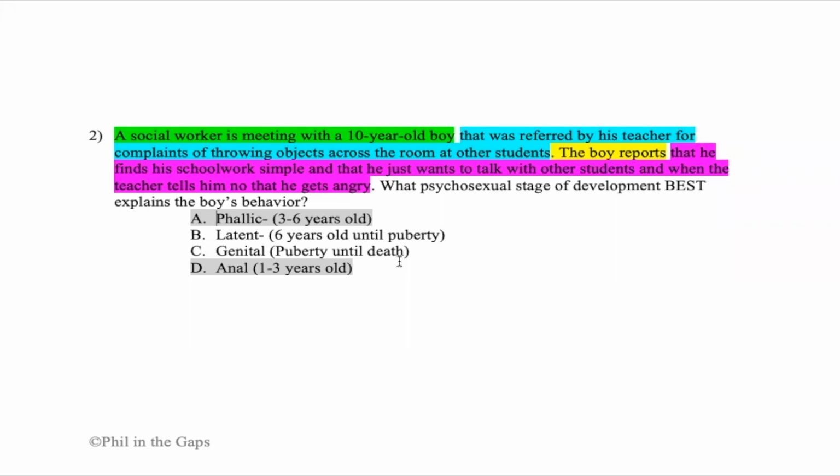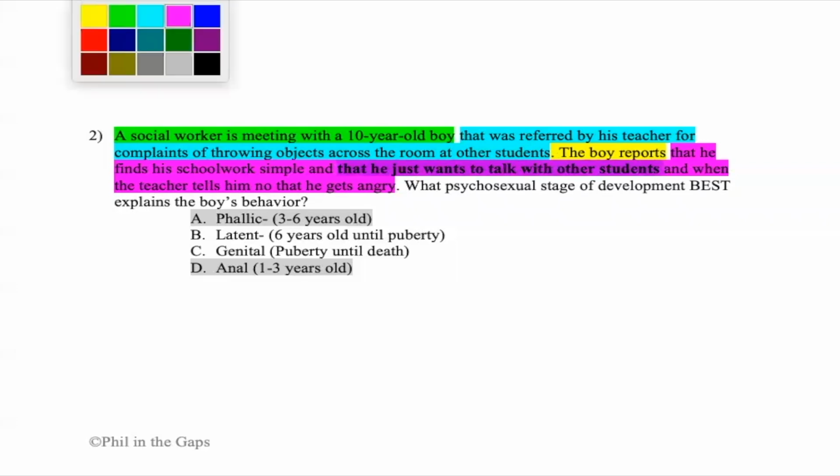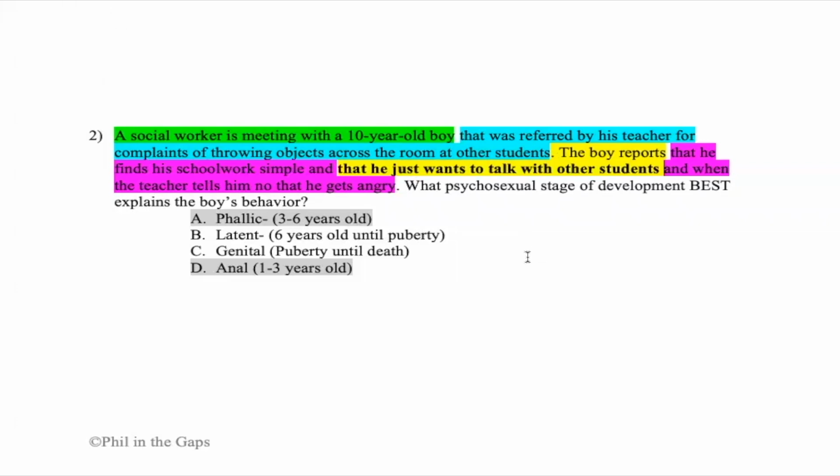So if we look back at the question to see what we're looking at in particular, referred by the teacher for complaints of throwing objects across the room at other students. Then the boy reports he finds his schoolwork simple and that he wants to talk with other students. He wants to talk with other students. And when the teacher tells him no, he's getting angry. So for that reason, we're going to rule out C, because nowhere is it talking about a sexual relationship. And it's more talking about the latent stage of where he feels like he is late. So he's trying to communicate with every single person that he can in order to develop peer relationships.